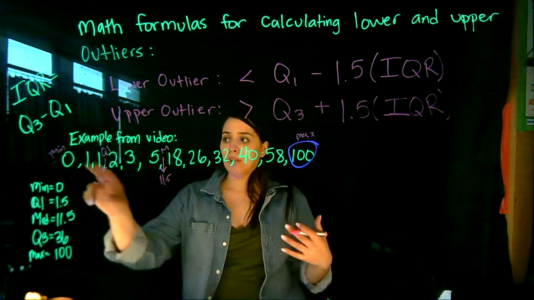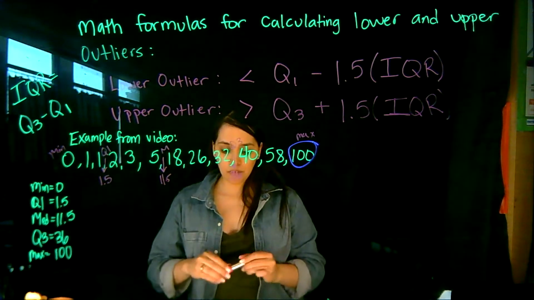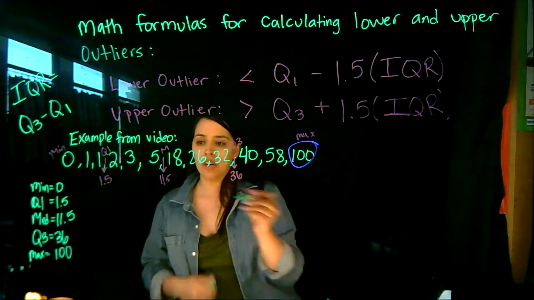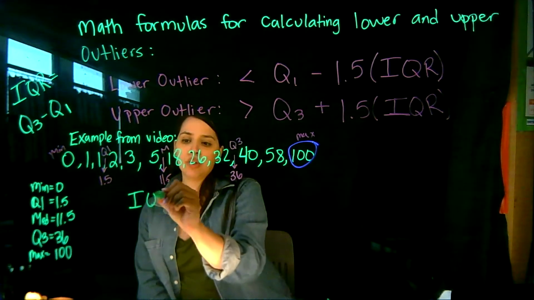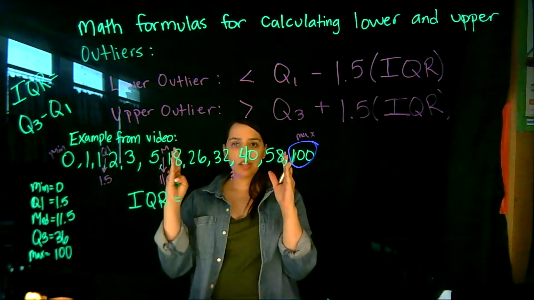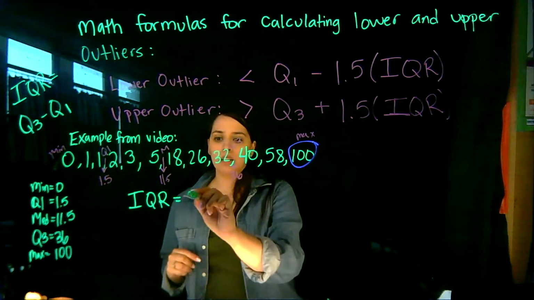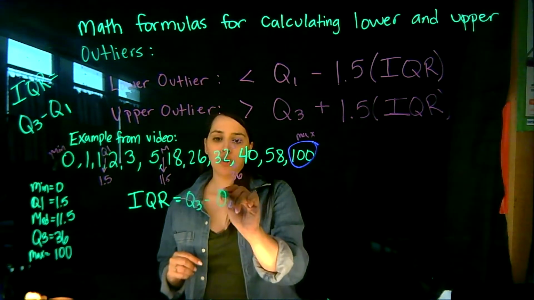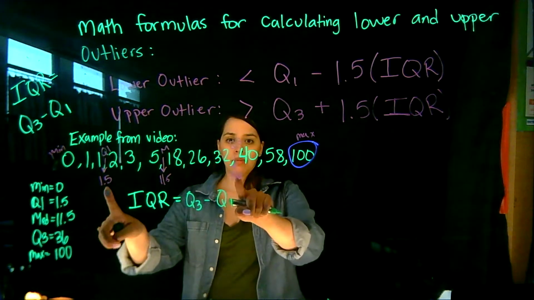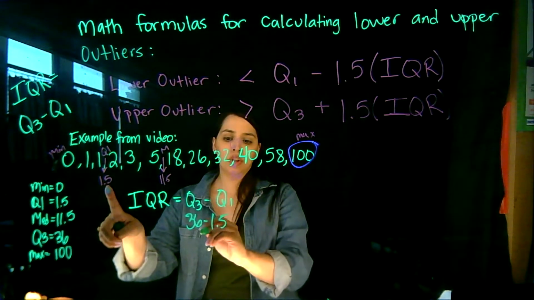The next step after you find the min, max, Q1, Q3, and the median is you find the interquartile range. And if you guys remember, the interquartile range is the numbers within the box of the box plot. So that's going to be Q3 minus Q1. In our case, we have 36 minus 1.5, which is 34.5.